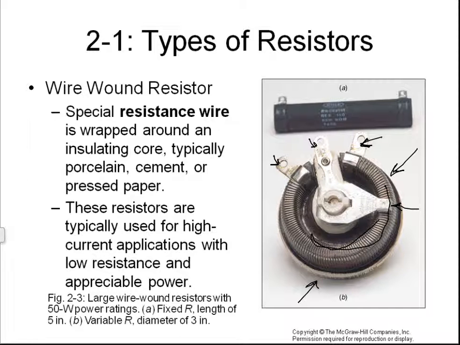So once again, wire wounds are used for high current, low resistance, and lots of power. This is the ceramic variety. This is the adjustable rheostat or potentiometer.